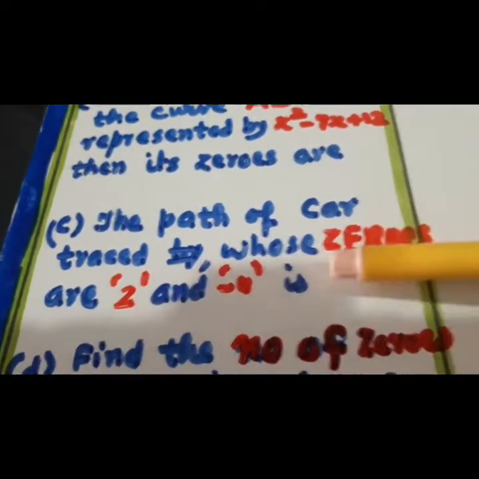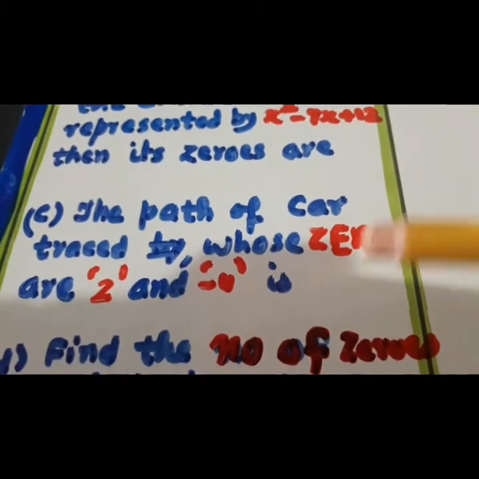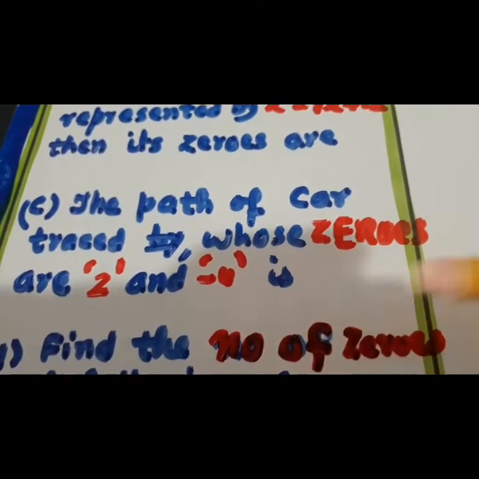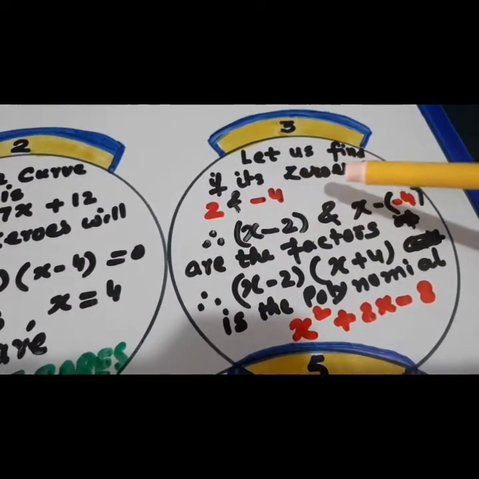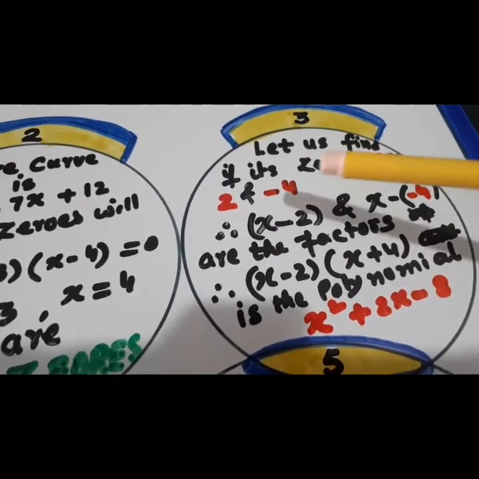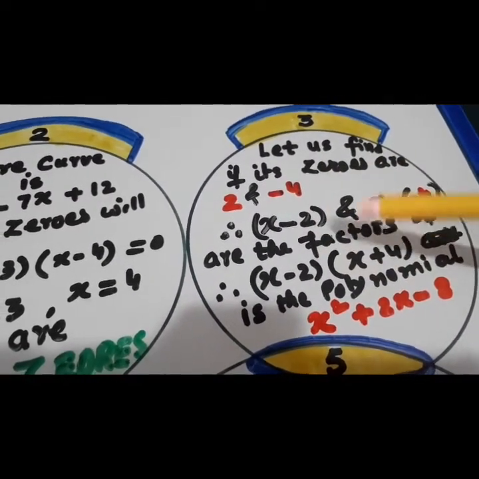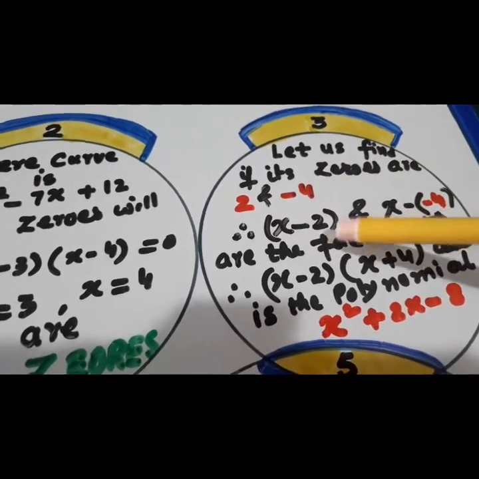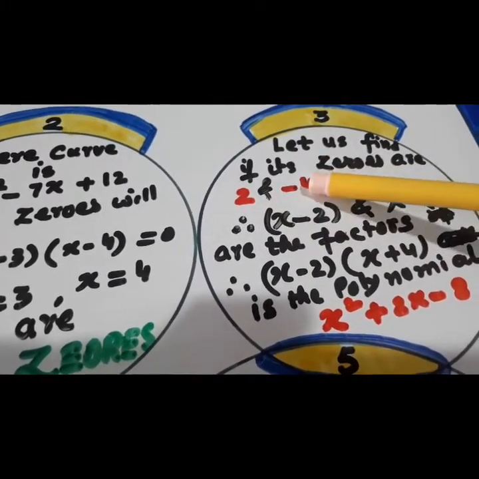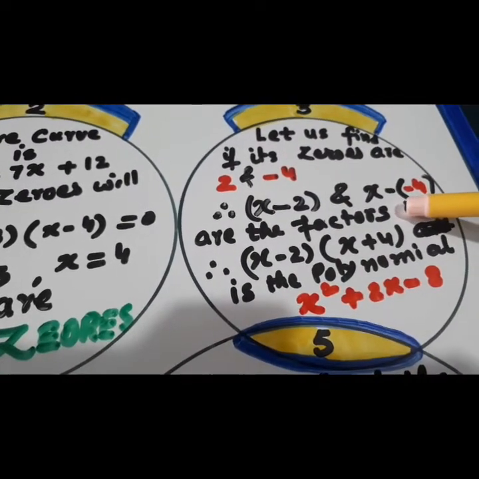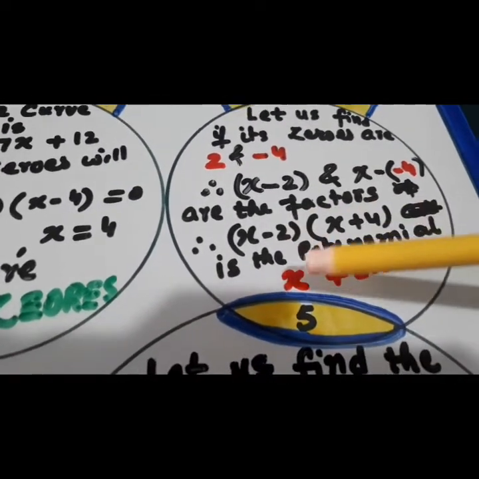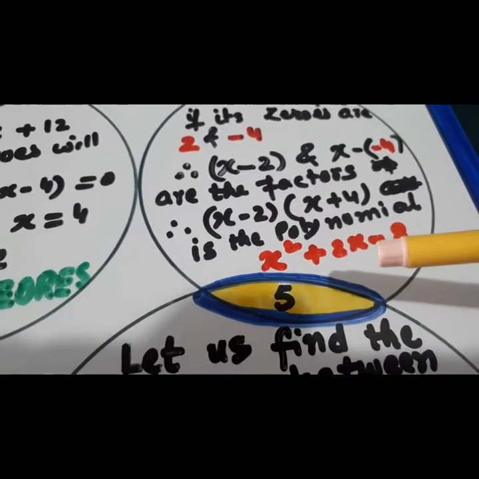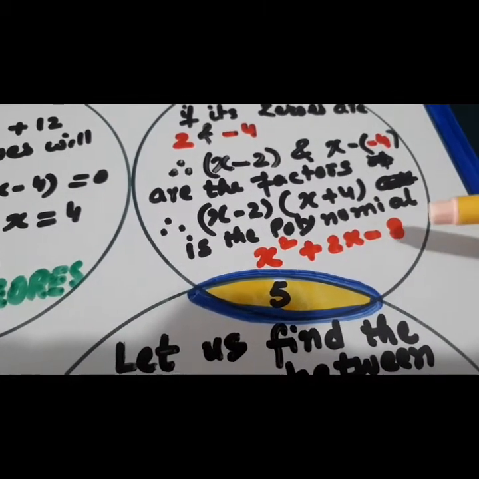The path of the car traced by the curve whose zeros are 2 and minus 4. Look here, the solution is given here. Let us find the curve. Its zeros are 2 and minus 4. So x minus 2 and x minus minus 4 will be the factors. So x minus 2, minus minus becomes plus, so x plus 4. They are the factors. Multiply them and we will get x square plus 2x minus 8. This is the polynomial. Now let us go to the fourth part.